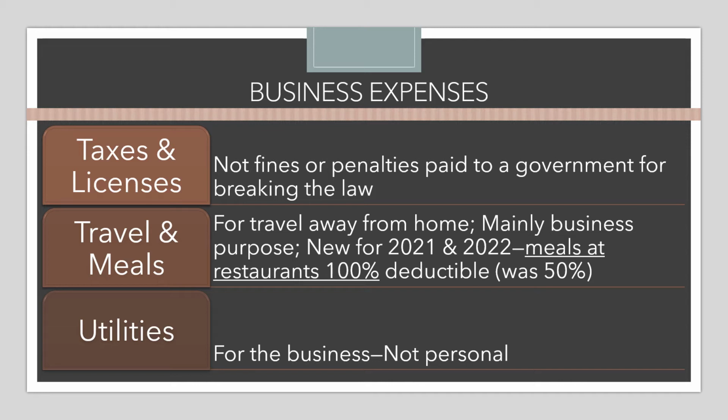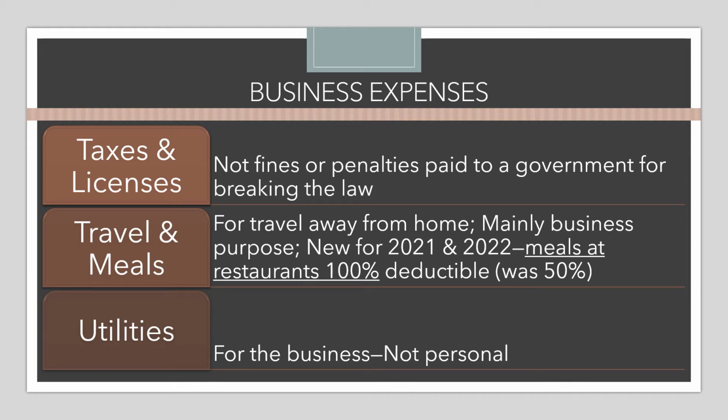And then new for 21 and 22, meals at restaurants are deductible at 100%. This is different in years prior. You could only deduct 50% of meals, but with COVID, they're trying to encourage people to go out to restaurants and support that industry.